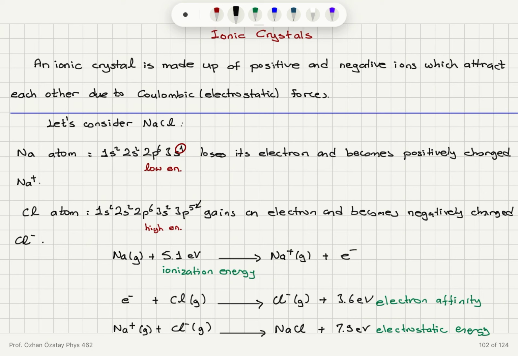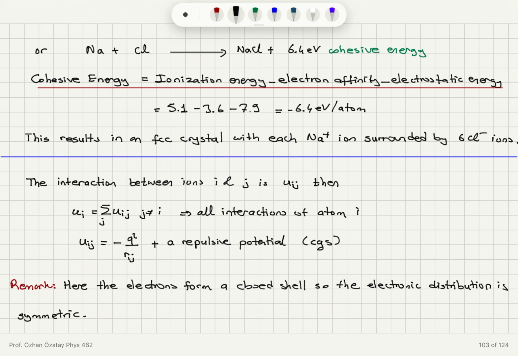The energy required to ionize the atom is the ionization energy. The energy released in the process of accepting the electron is the electron affinity, and the energy released when we form the sodium chloride structure between the two ions is the electrostatic energy. The total energy released to form the sodium chloride crystal structure is the cohesive energy, 6.4 eV. That's the difference between ionization energy, electron affinity, and electrostatic energy.